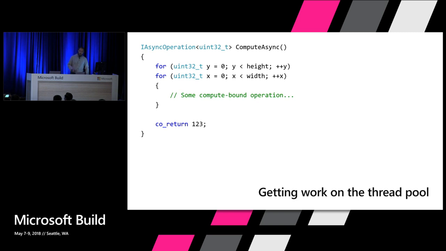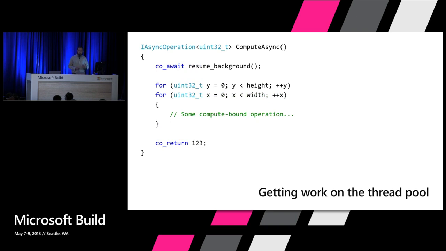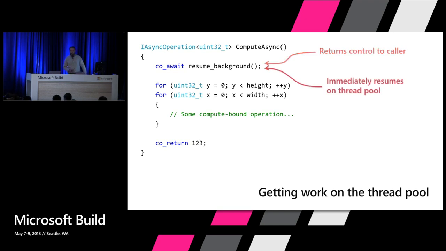So I have this algorithm here. It wants to do some compute-bound operation. The trouble with this is that there's no suspension here whatsoever. And there's no point at which execution will return to the caller, so the call is blocked. And so what we need to do is introduce a suspension point. Even if you're not co_awaiting some other operation, you need to make sure that we actually return to the caller and then immediately resume on the thread pool. And that's what co_await resume_background does for you.